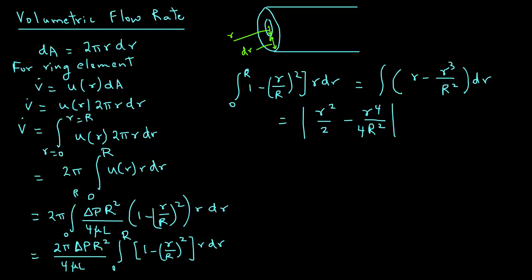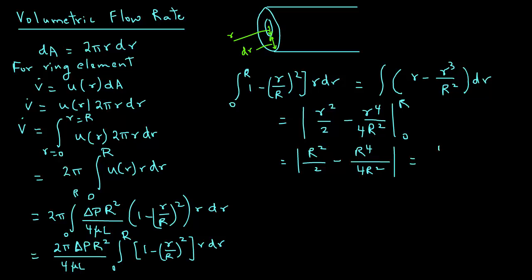and then we will evaluate this from 0 to R, and so we have uppercase R squared divided by 2 minus the uppercase R raised to power 4 divided by 4R squared.